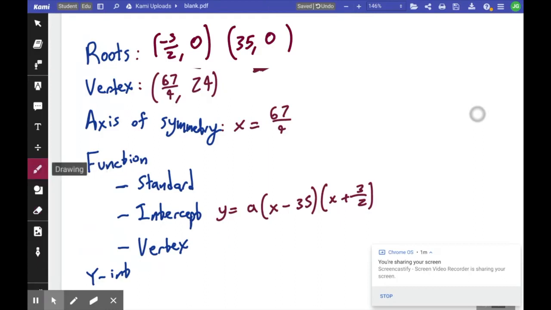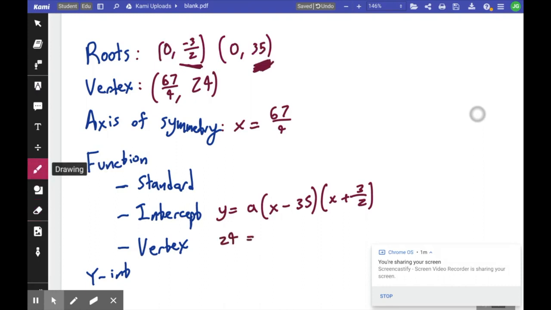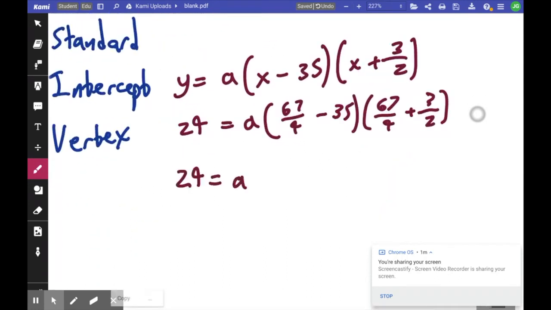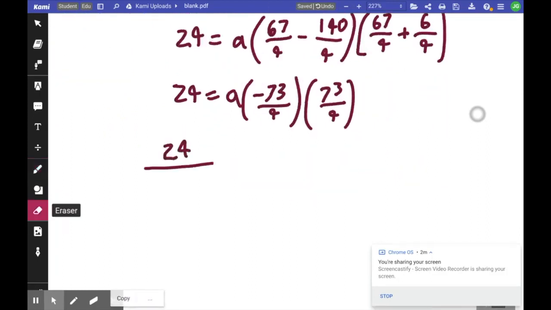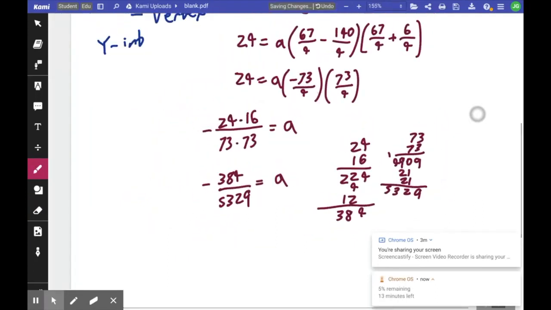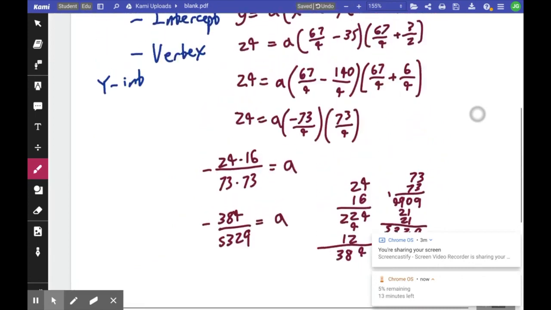the vertex. So we're going to say 24 equals a, and then the x value, which is 67 quarters, minus 35, 67 quarters plus 3.5. And now I'm going to quickly solve. Alright, so I know this a value looks pretty ugly, but that is indeed the a value.